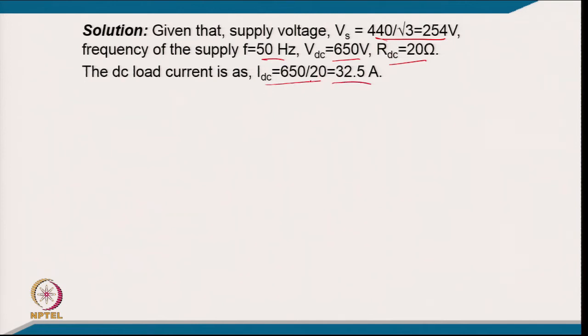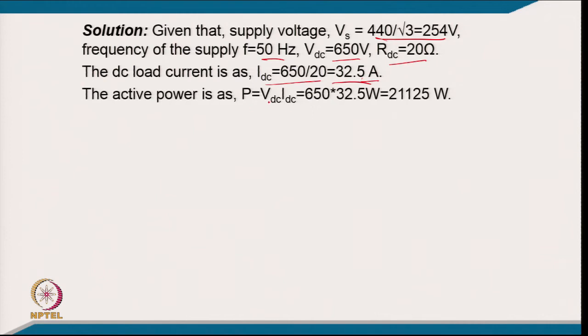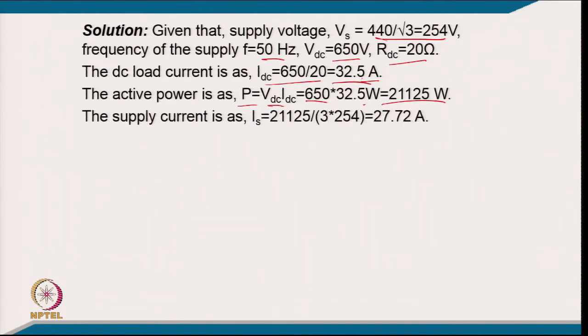So, that will be 650 by 20, which means 32.5 ampere, and the active power now drawn by the load will be P equal to VDC IDC, that is 650 into 32.5 watt, that is 21,125 watt. That is the active power the load is drawing. Now, we can find the supply current from this: Is equal to active power divided by 3 into the phase voltage on the supply side, and power factor is maintained unity. So, it comes to 27.72 ampere.